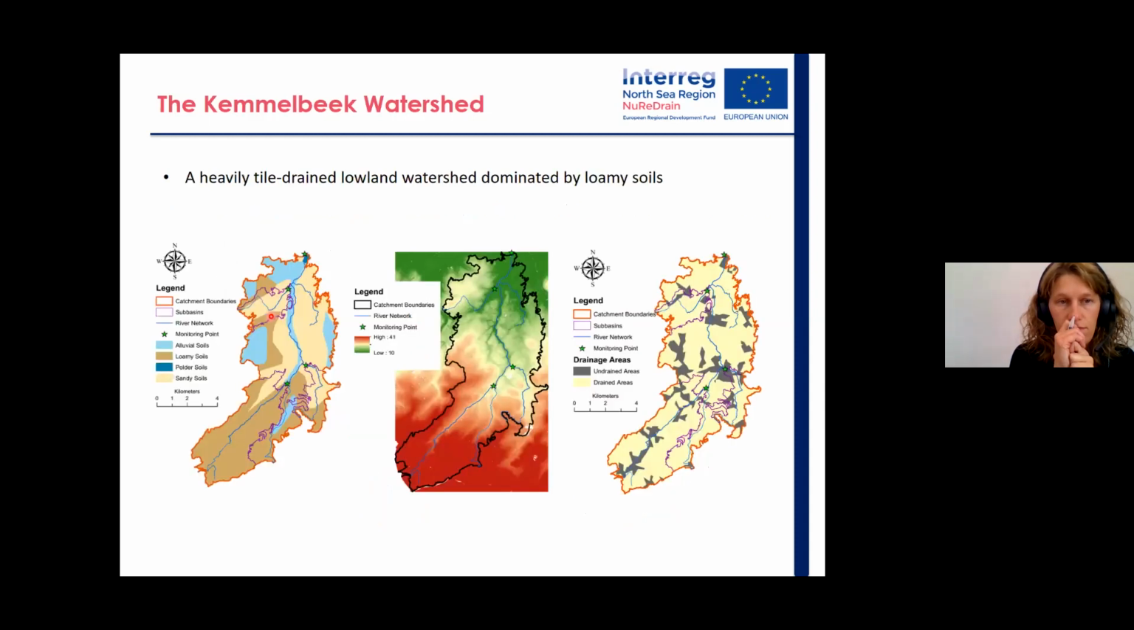It is a heavily tile-drained watershed that is dominated by loamy soils and alluvial soils near the streams. As you can see here, near the streams we have alluvial soils, and the rest of the watershed is basically dominated by loamy soils.